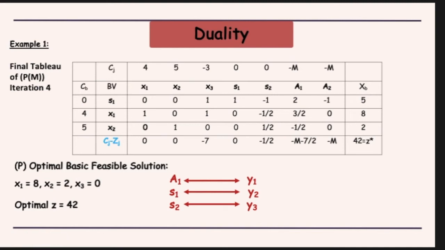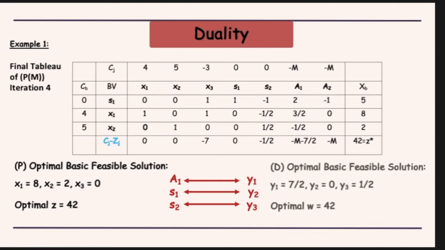Now let us see how to read the dual solution. For the dual problem, the optimal basic feasible solution is obtained like this. Since y1 is associated with A1, we are going to look at the Cj minus Zj value for A1. The Cj minus Zj value is minus M minus 7 by 2. According to our procedure, we ignore the M term, and we take the negative of the remaining portion, which is minus 7 by 2. The negative of this becomes 7 by 2. So we have y1 equals 7 by 2.